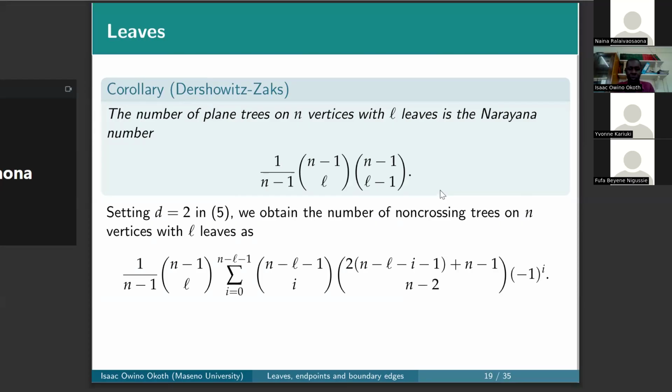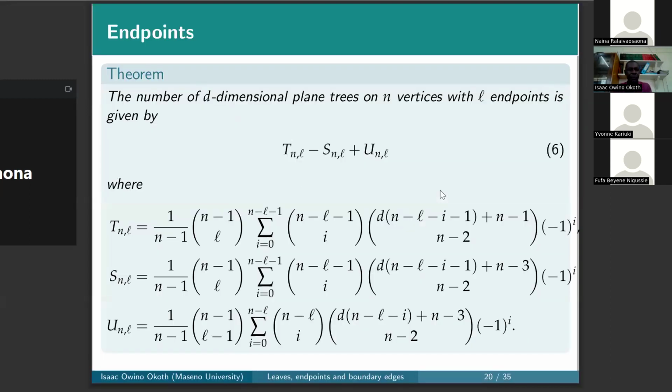Then when we set d equals 2, we get the number of non-crossing trees with n vertices with leaves. That was also obtained by Flajolet and Noy. Then we can talk of endpoints. You remember endpoints, we said these are vertices with degree 1. So the number of those non-crossing d-dimensional trees on n vertices with L endpoints is given by equation 6, where S and L and U and L are as given here.